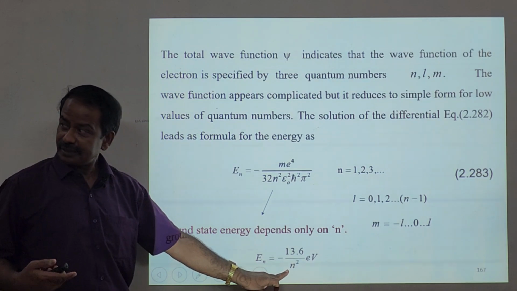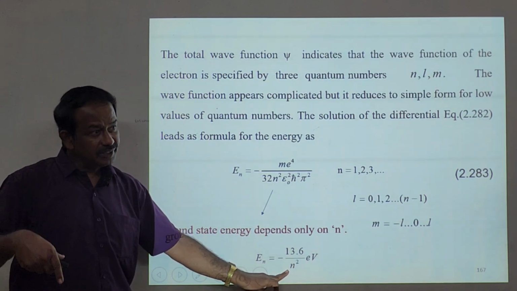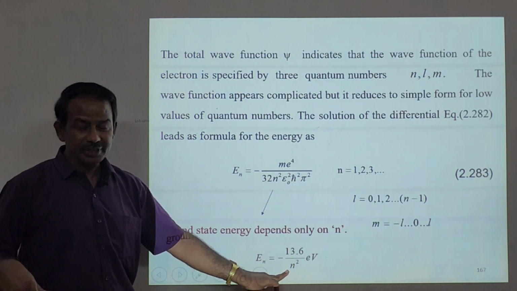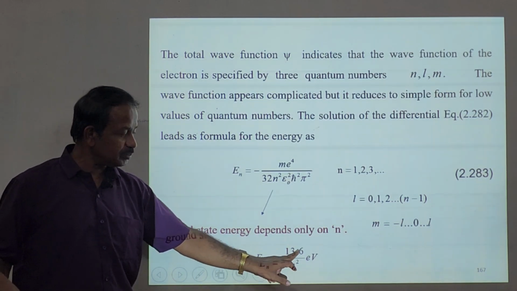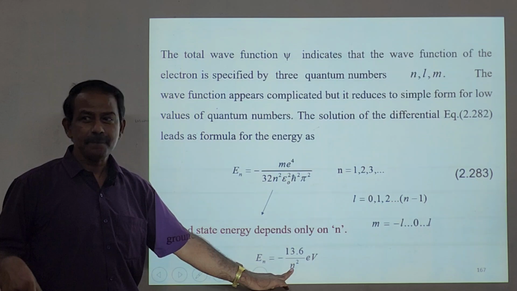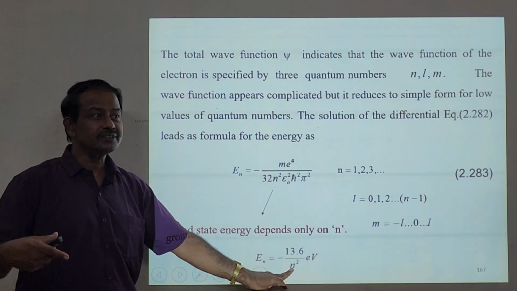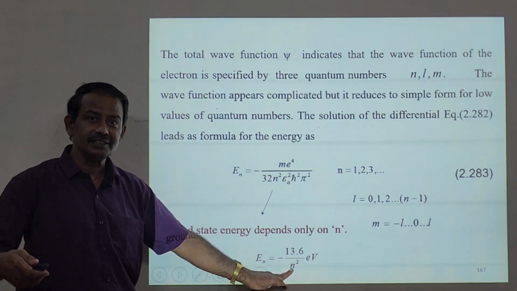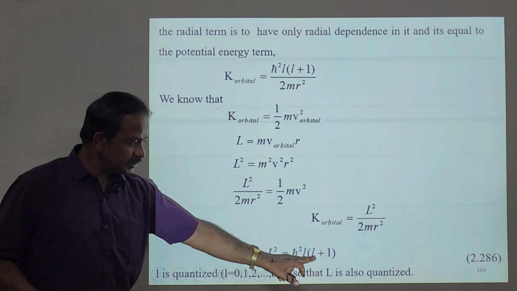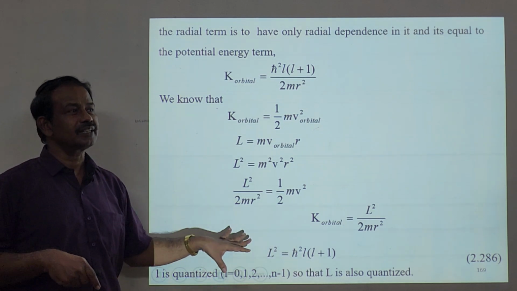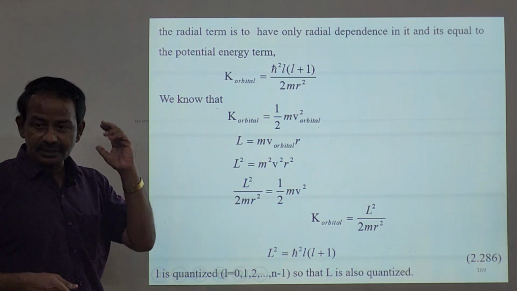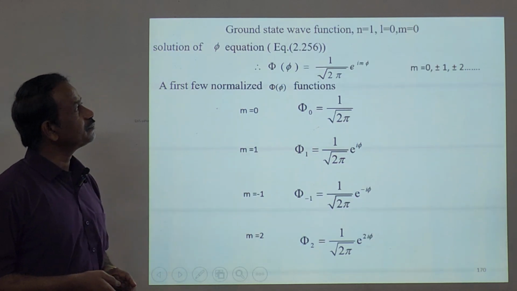For n equal to 1 we have minus 13.6 electron volt. For n equal to 2 we have different values: minus 3.4 electron volt. Correct? For n equal to 3 you will have minus 13.6 divided by 9, then divided by 16. For different values of n we will have different values of energy. Similarly, for different values of L we will have different values of L. So this is also quantized. L also is quantized. Prediction done by Niels Bohr earlier.